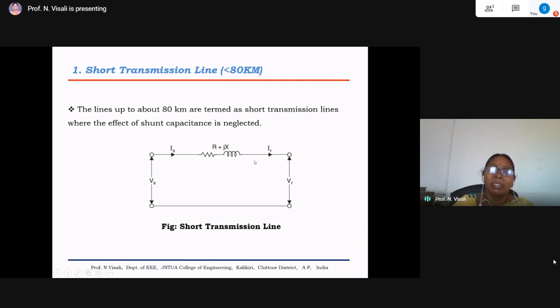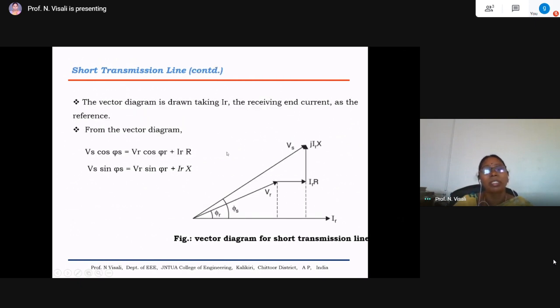The capacitance value is negligible. Then what is the vector diagram of that? In the vector diagram, the receiving end quantities are known to us, and the sending end quantities can be calculated like this. Initially we consider either VR or IR as the reference, whichever you want to take. I will take VR as the reference.